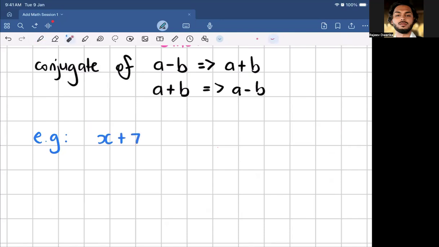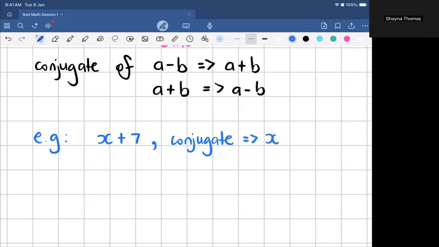Shina, how many terms am I adding here? I have x and I have 7. How many terms is that? It's two terms. So that's why we're calling it binomial. Could you tell me what the conjugate for x plus 7 would be? The conjugate is the exact same thing, but you're changing the sign in the middle. So x minus 7.